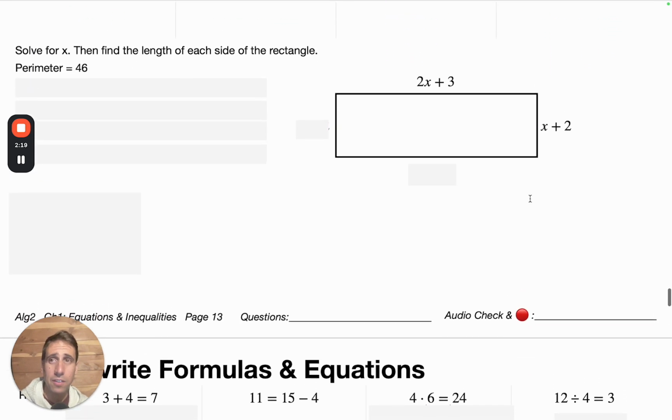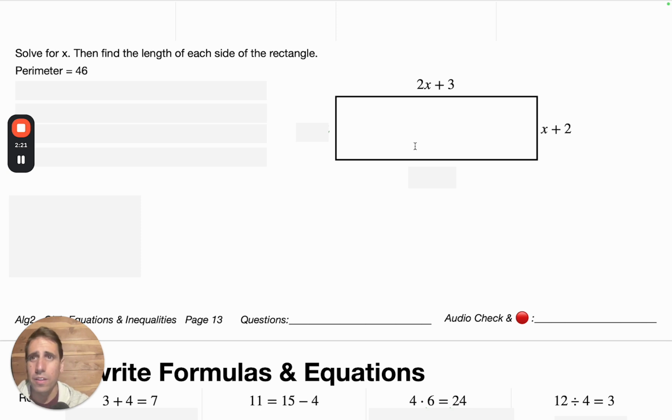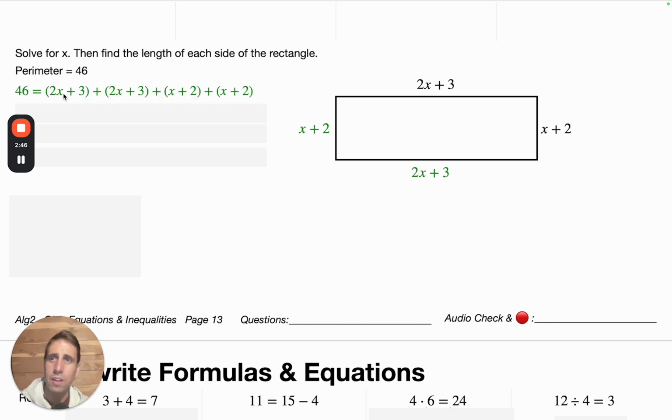Let's solve for x here, then find the length of each side of the rectangle. It's given that the perimeter here is 46. So perimeter is the length of this side, plus the width, plus the length, plus the width. And because it's a rectangle, I can just recopy these things over here. It's the same. If I know the perimeter is equal to 46, then all these things added up are going to equal 46. There's 4 sides represented: a length and a length and a width and a width.